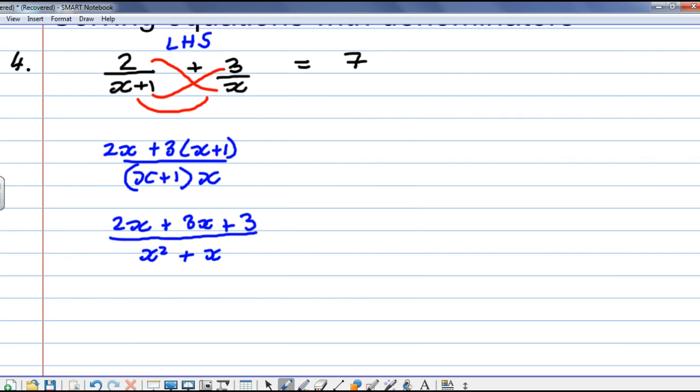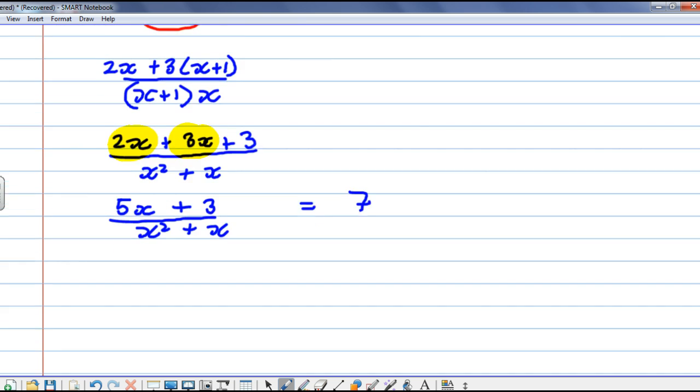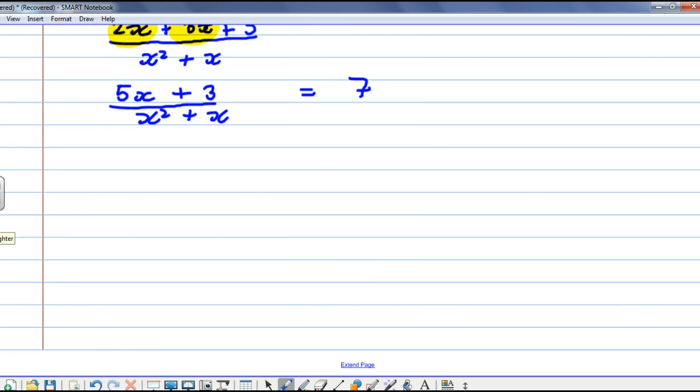Can I do any simplifying? Because this is looking rather complex. Yes, I can. I've got 2 x terms here. So I'm going to combine those, and I get 5x plus 3 all over x squared plus x. Now, that's equal to the right hand side, 7. Now, how do I proceed from here? Well, now we use that technique we looked at earlier. I get rid of the denominator. So I'm going to multiply everything by x squared plus x.